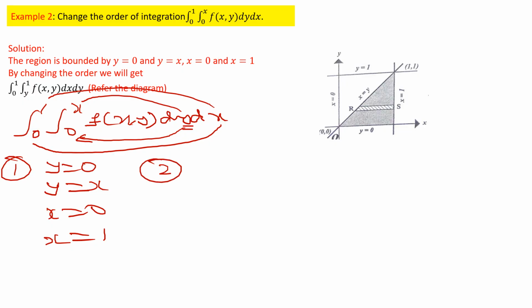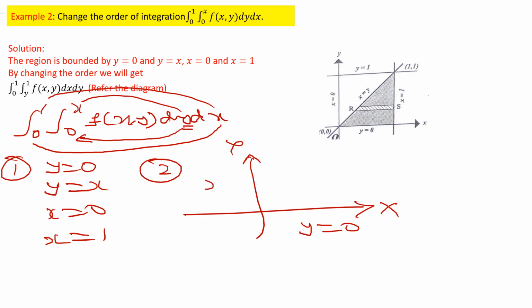Step number 2, you have to construct the region. For the region, draw the x-axis and y-axis. Remember, on the x-axis always y equal to 0. Similarly, on the y-axis always x equal to 0. So check my limits once again. My limits are y equal to 0, it is here. Then x equal to 0, it is here. Now I need to draw this one, y equal to x.